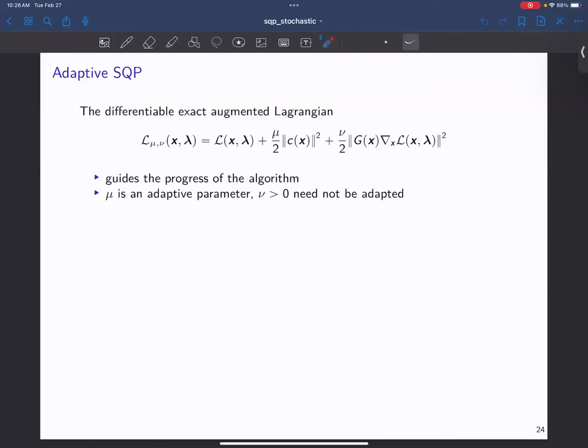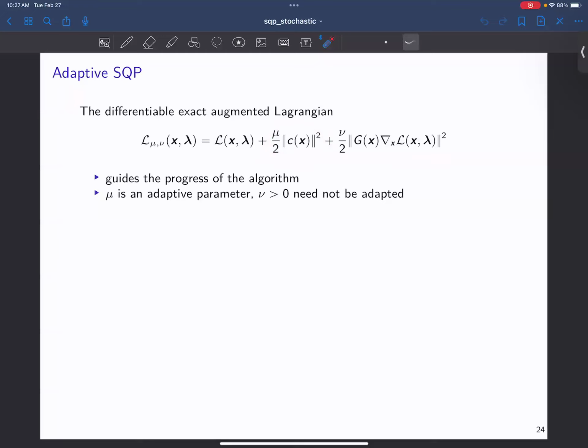not be satisfied. So I need to have some way of measuring progress that both takes into account the objective function and the constraints. And so one such way is to use a differentiable exact augmented Lagrangian, which combines the Lagrangian and then augments it with the term that includes the constraints and the term that includes the feasibility. Sorry, the optimality of the point. Okay, so we want to find a point that's both feasible and a stationary point of the Lagrangian, and we will use this as a way to track progress to a stationary point.